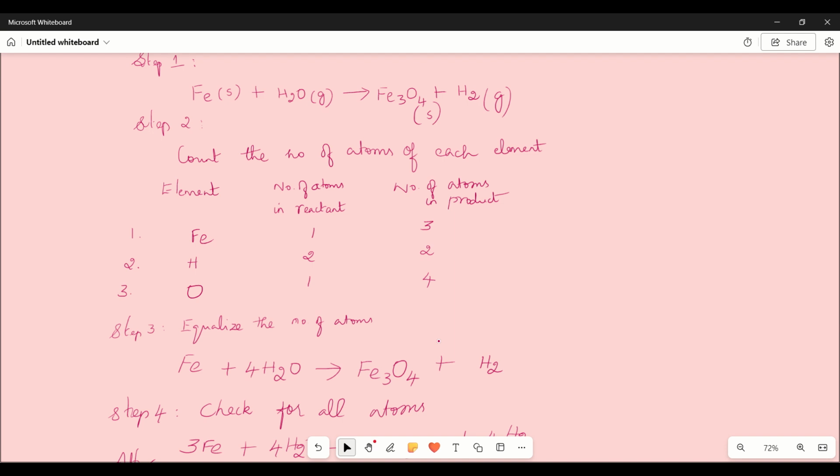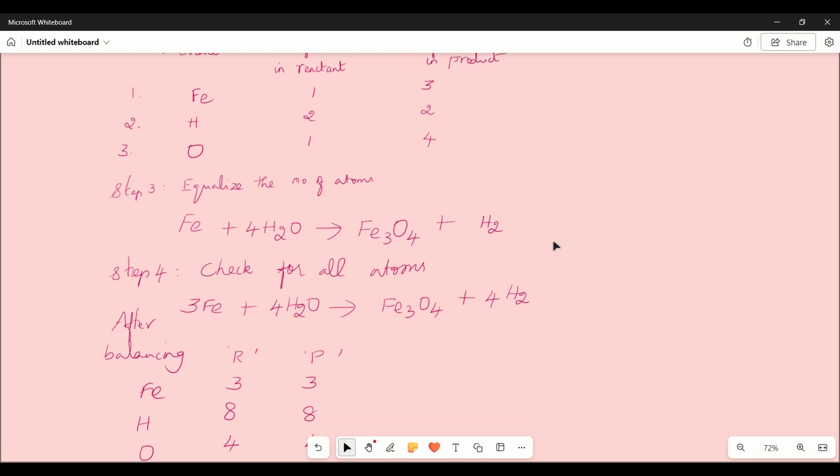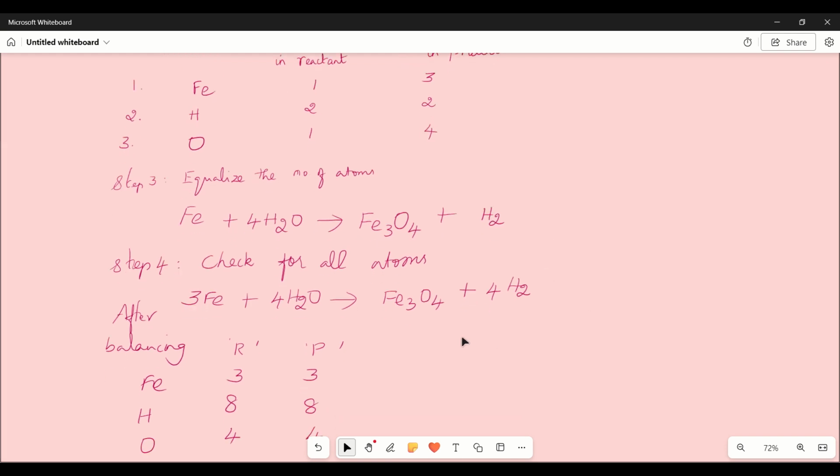So the next step is we have to check and balance the remaining atoms too. After checking, let us balance the remaining atoms. So 3 atoms of iron are here. Let us multiply on the reactant side also with 3. So we will get 3 Fe plus 4H2O gives Fe3O4. And to balance hydrogen atoms, there are 8 atoms this side, but only 2 atoms this side. So we multiply by 4. So 4 2s are 8.